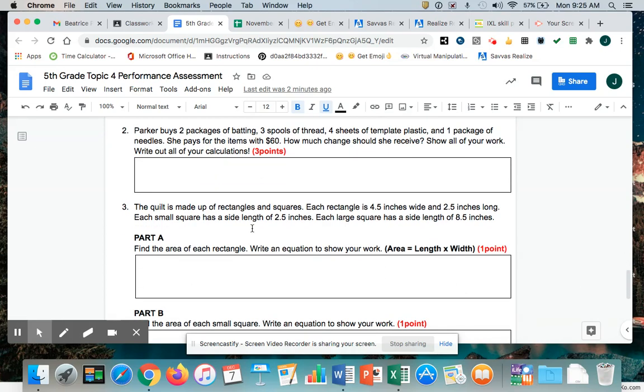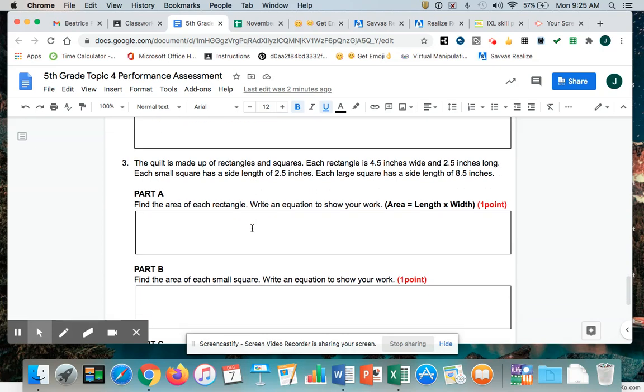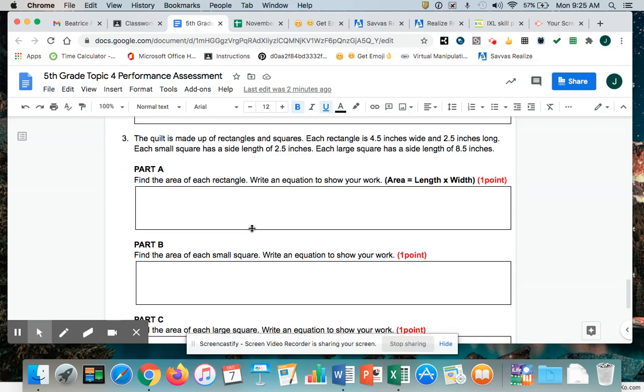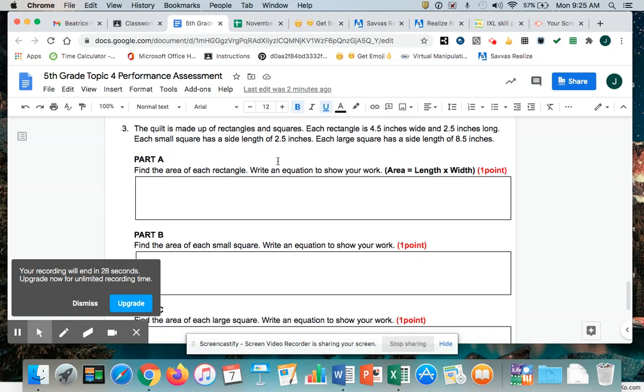Number 3, the quilt is made up of rectangles and squares. Each rectangle is 4.5 inches wide and 2.5 inches long. Each small square has a side length of 2.5 inches. Each large square has a side length of 8.5 inches. Part A, find the area of each rectangle. Write an equation to show your work. Area equals length times width. Use this to help you solve the question.